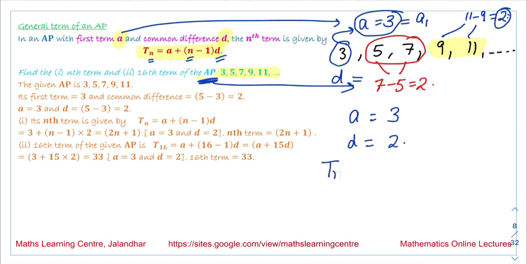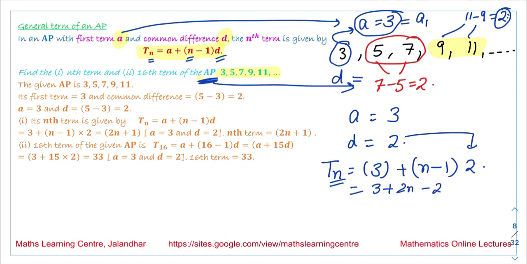So the general term formula we have is A plus n minus 1 into D. The n minus 1 will remain as it is. We are calculating the nth term, and the value of D is 2. Now on opening this bracket, you will get 3 plus 2n minus 2, that is equal to 2n plus 1. So this is the formula for the general term or the nth term. It is 2n plus 1.